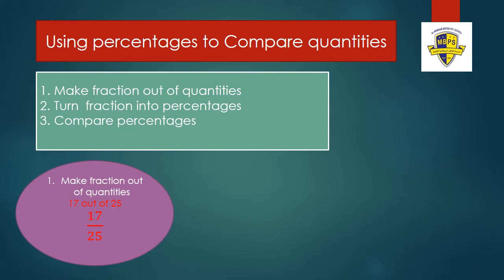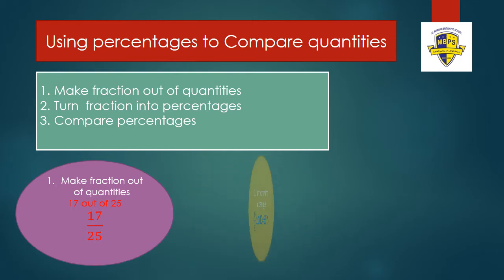First, make a fraction out of the quantity. We have 17 out of 25. How will we write it as a fraction? Which one is the part? Which one is the whole? Yes. 17 is the part and 25 is the whole. So we will write it as the fraction 17 out of 25. This is the first step.